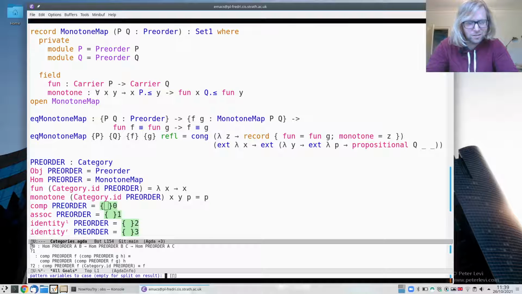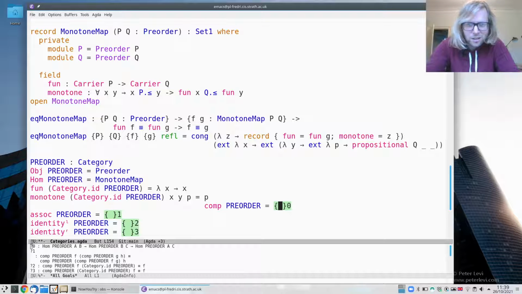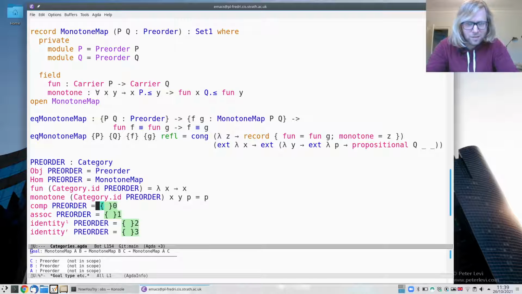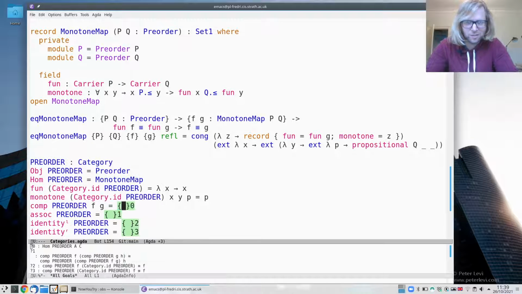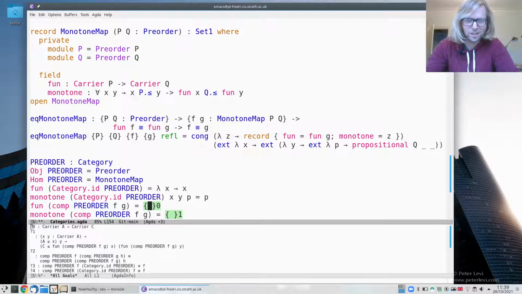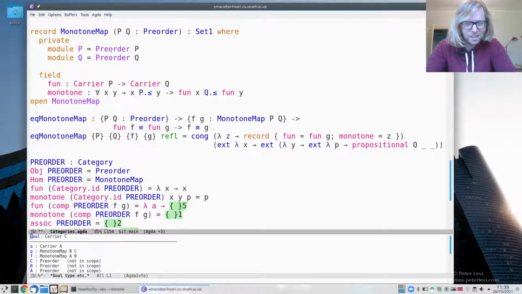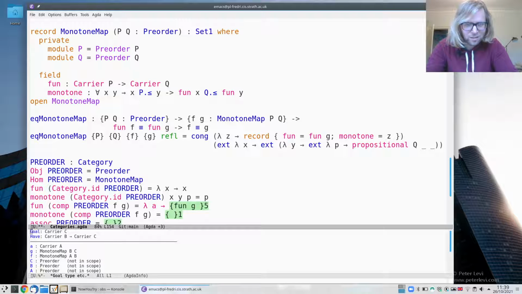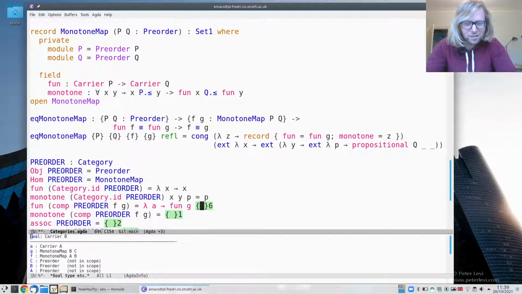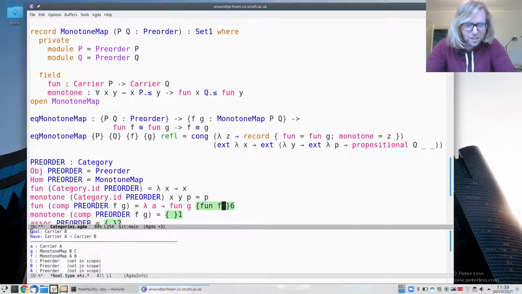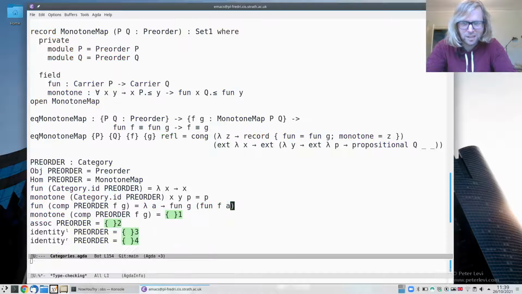Okay, for composition, we are given two monotone maps f and g, and we have to define their composite. So again, we first define the underlying function. That's going to be a function which goes from the carrier of a to the carrier of c. So we get given something in a, and we have to produce something in c. Well, we can look at the underlying function of g. That's going to take us from b to c. So if we just had a way to get to b, but the function f takes us from a to b, right? So we can give that the a.